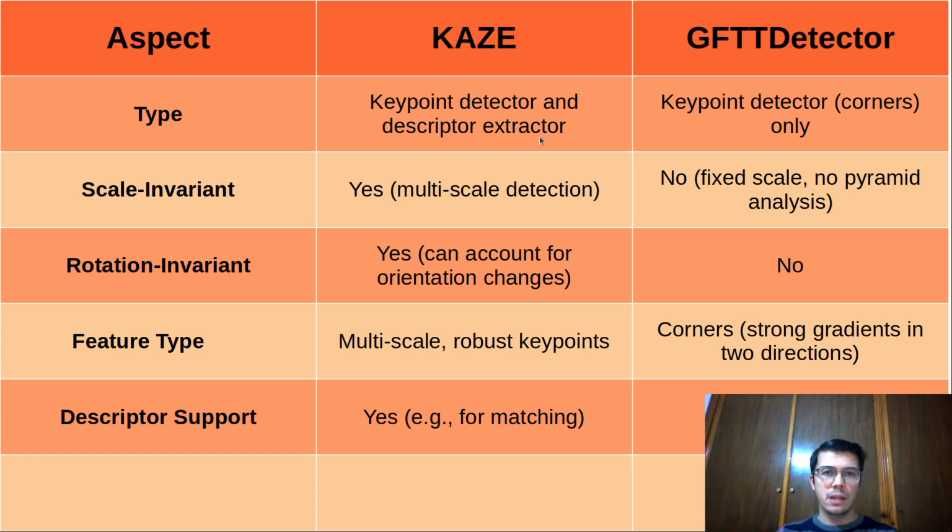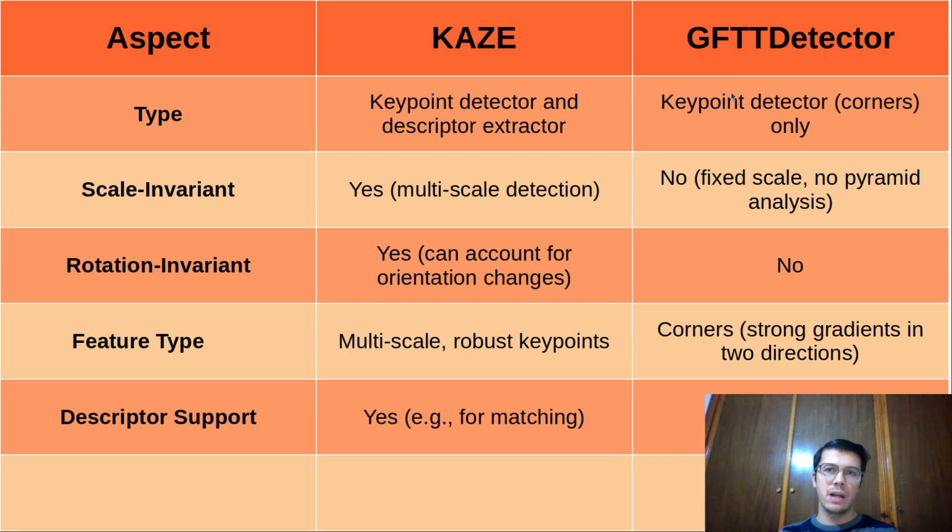And what is this descriptor extractor? Descriptor means that KAZE and some other kinds of feature detectors are not only detecting the corners, the key points. They are also giving a description to each point. So they are giving a descriptor for each point, so you can compare that point with points in other images, and find the similar points between the images. This is very important, but the GFTT detector does not have this.